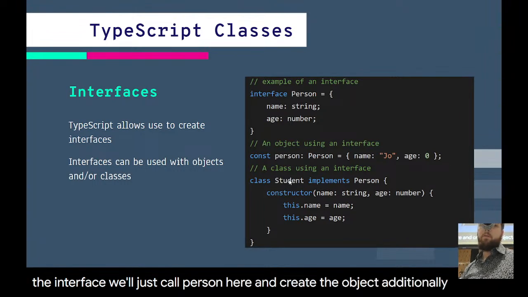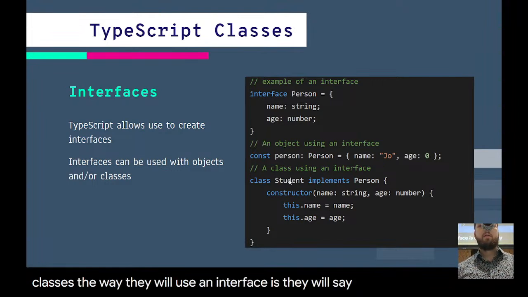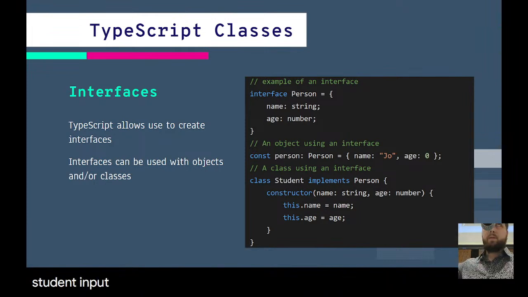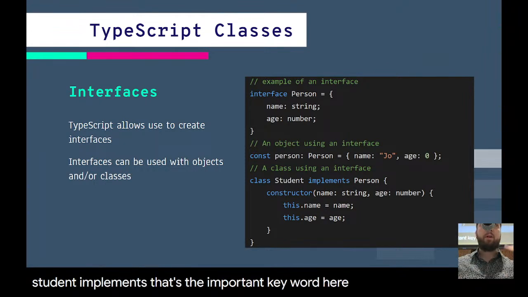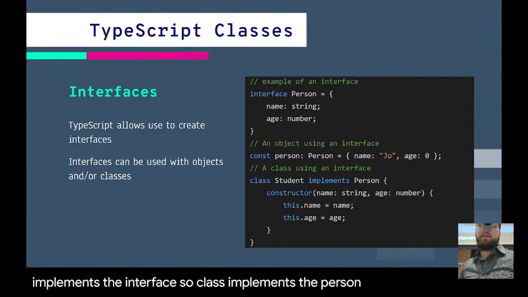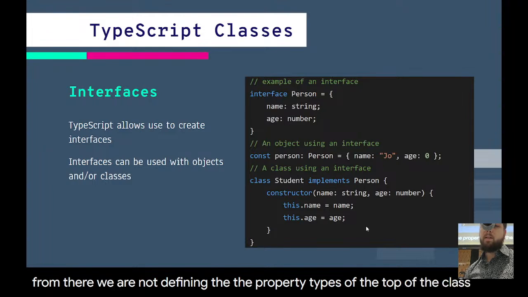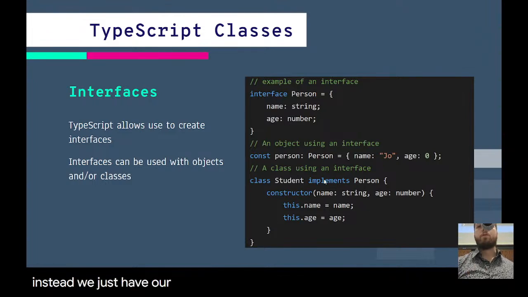And additionally, for classes, the way they will use an interface is they will say class, in this example student, implements, that's the important keyword here. If we're going to use an interface, we implement the interface, so class implements the person interface. And then from there, we aren't defining the property types at the top of the class. Instead, we just have our constructor.